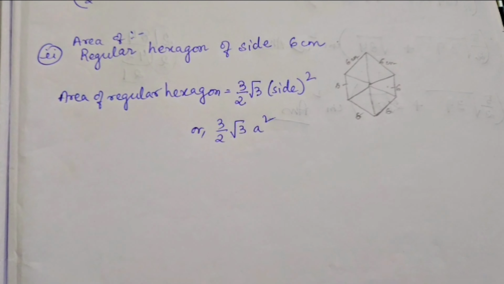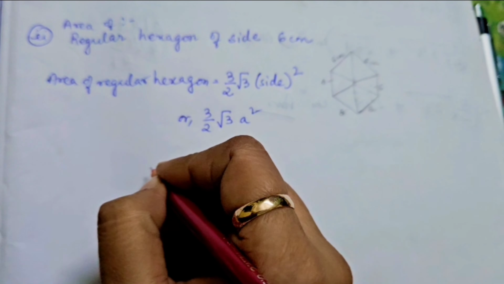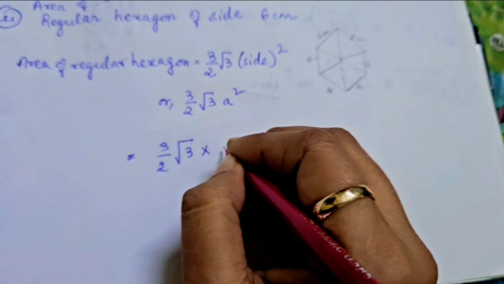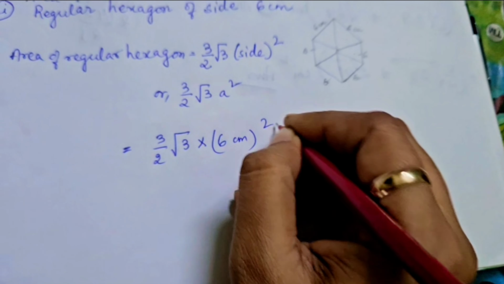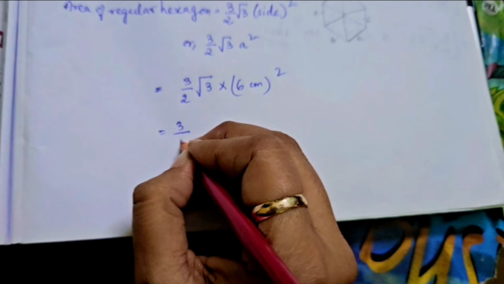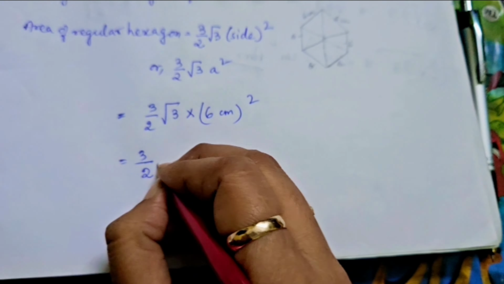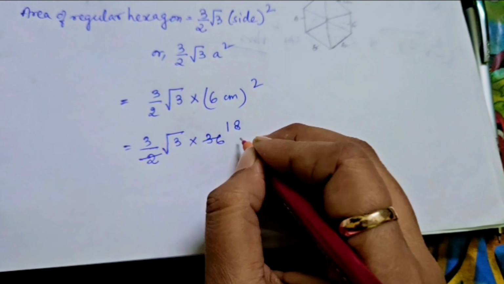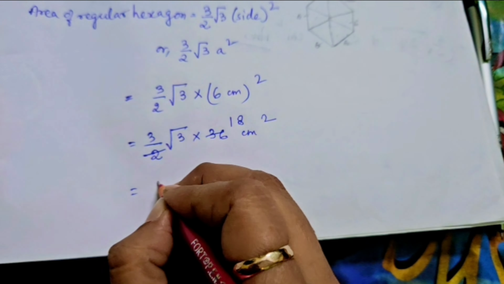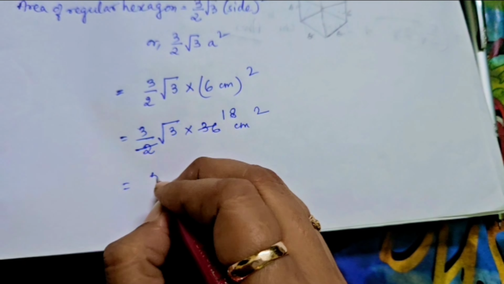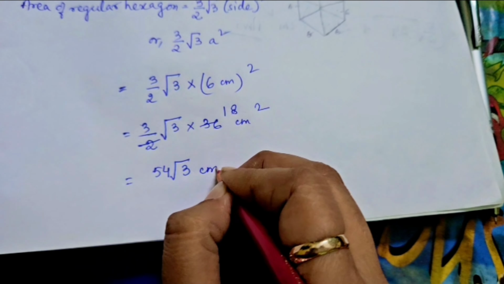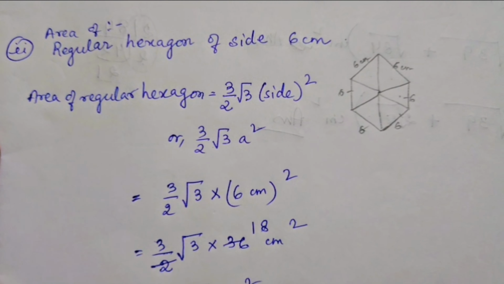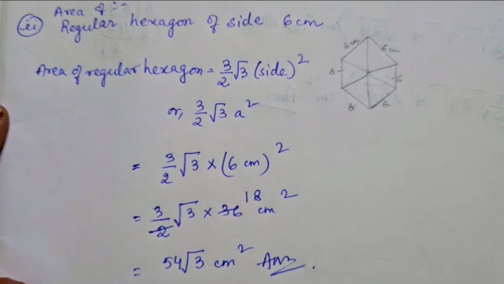So in this case we are given a to be 6 centimeter. So the answer will be 3 by 2 root 3 into 6 square centimeter square. 3 by 2 root 3 into 36. So it's 18, which will give us 3 into 18 is 54 root 3 centimeter square is the answer. I hope it's clear. I'll show it again.